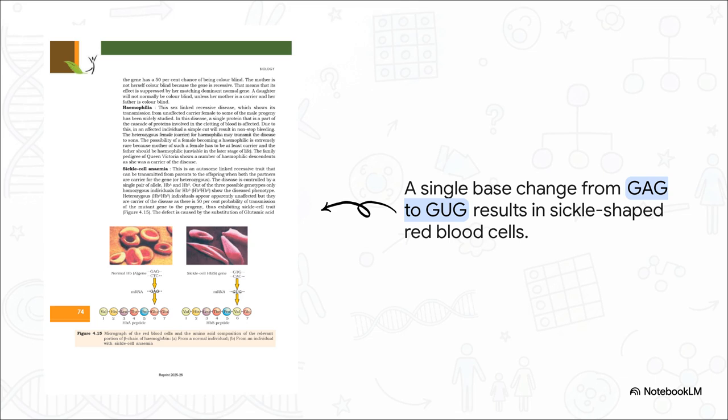And here you can see the cause and effect plain as day. On the top left, that's the code for the normal protein, which leads to those nice, round, healthy red blood cells you see. But on the right, that single base change from GAG to GUG creates the faulty protein, and the micrograph shows you the result in stunning detail, those weirdly long, sickle-shaped cells that cause all the problems.